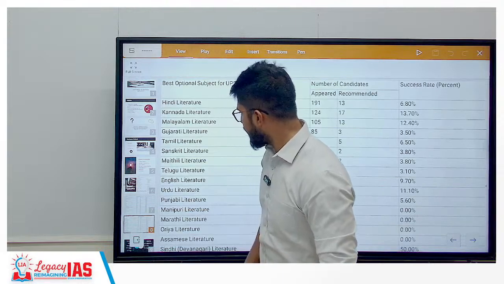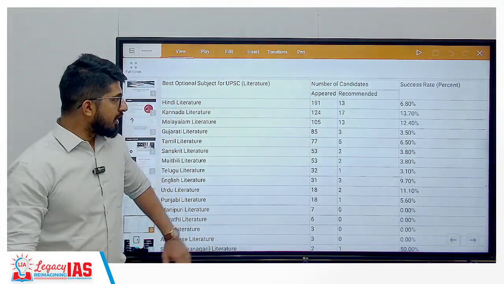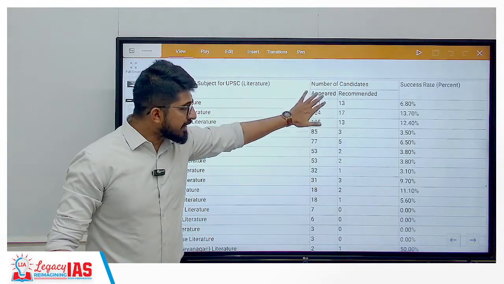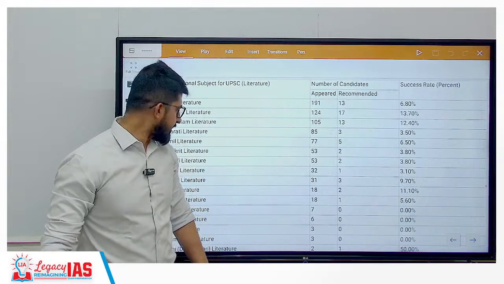Now the next one is related to the optional subjects which are literature based. The number of candidates that appear with literature as optional is relatively lesser, as I had mentioned earlier.